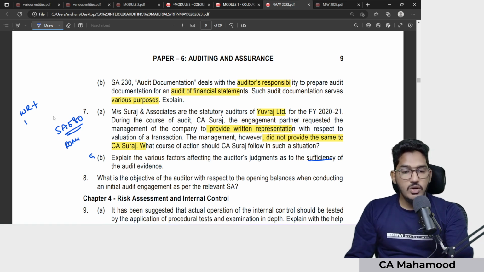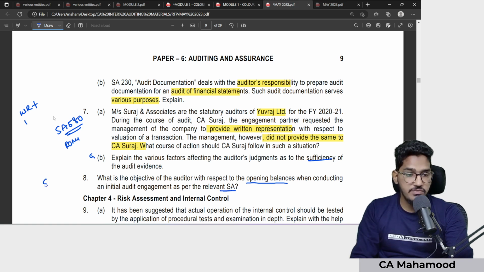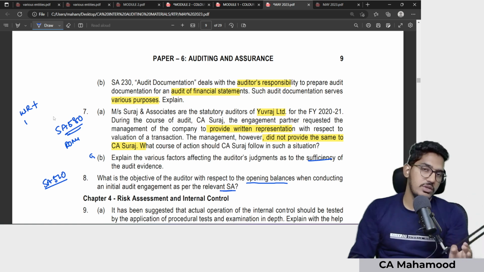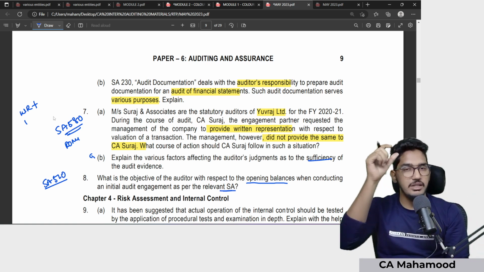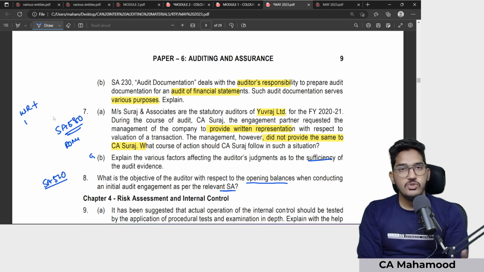Next, what is the objective of the auditor with respect to opening balances when conducting an initial audit engagement as per relevant SA? This question is from SA 510, and directly they are asking you what are the objectives of auditor as per SA 510. From SA 510, first paragraph you are supposed to write. So what you have to write?